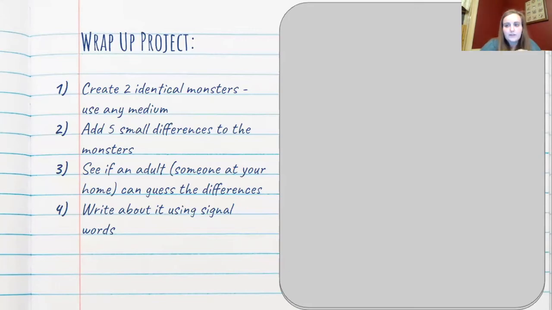So I'm going to read through the instructions that are on my screen and then show you an example. Your job is going to be to create 2 identical monsters using any medium. So you're going to be drawing these monsters.